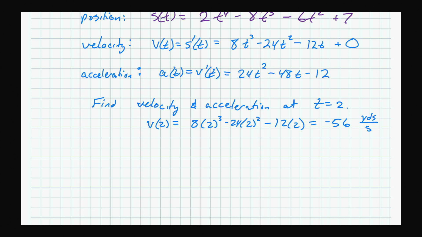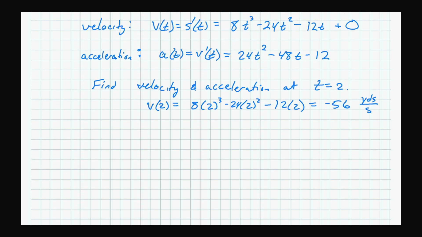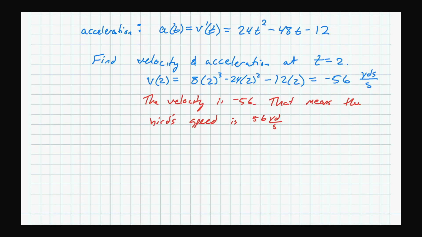Now, one of the keys here is making sure we understand what it means for this number to be negative. So when you see a negative velocity here, the velocity or the speed is negative 56. That means the bird's speed is 56 yards per second, and the negative indicates that it is in the negative direction.